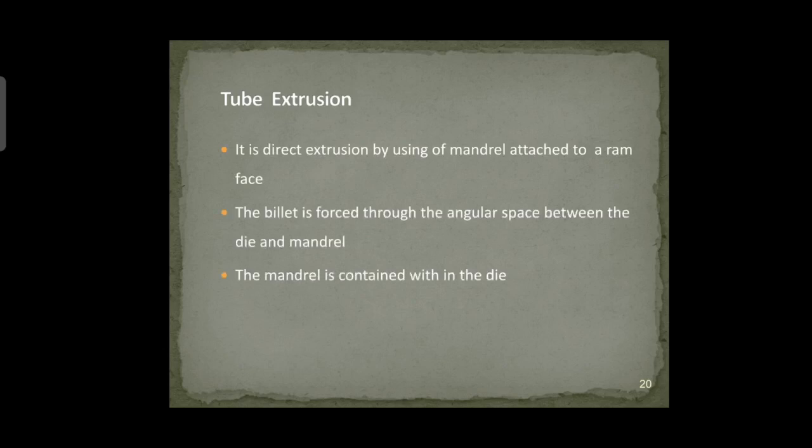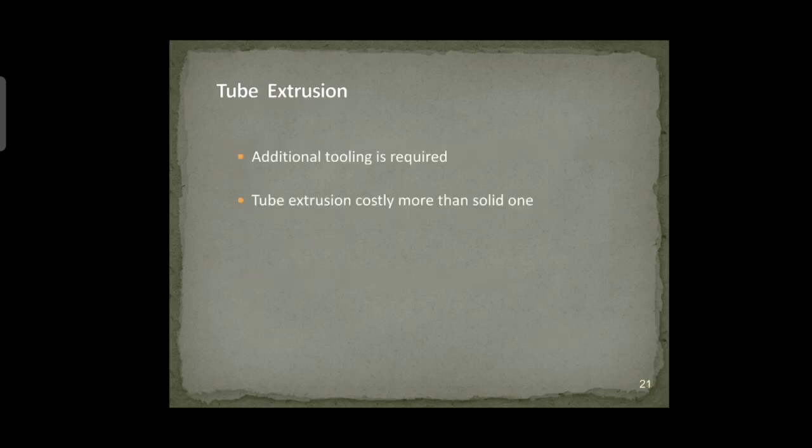So we mainly discussed the main thing, that is the mandrel, which is attached to the ram face. The billet is forced in between the die and the mandrel, and the part which comes out through that forms a tube form of cross section as the extruded part. And for this, some additional tooling is required, like the mandrel, which we have to fix to the ram face.